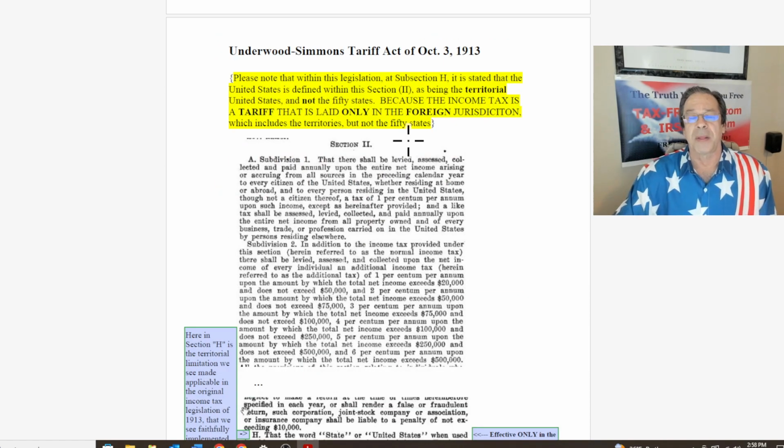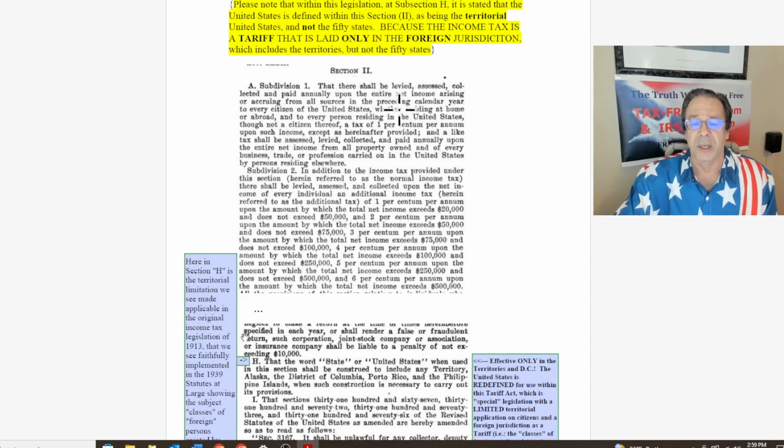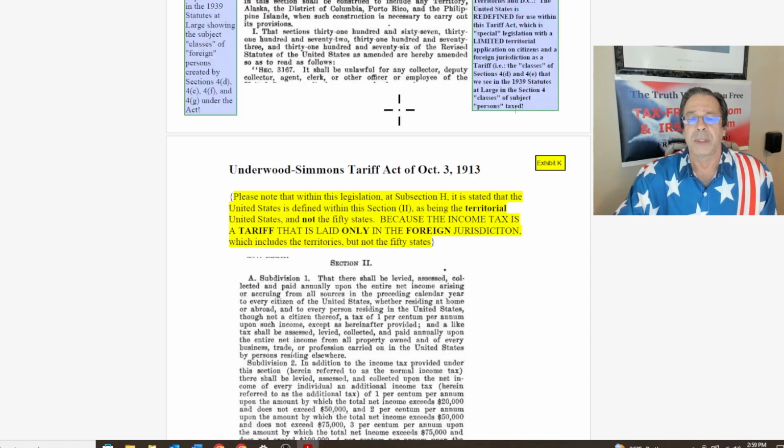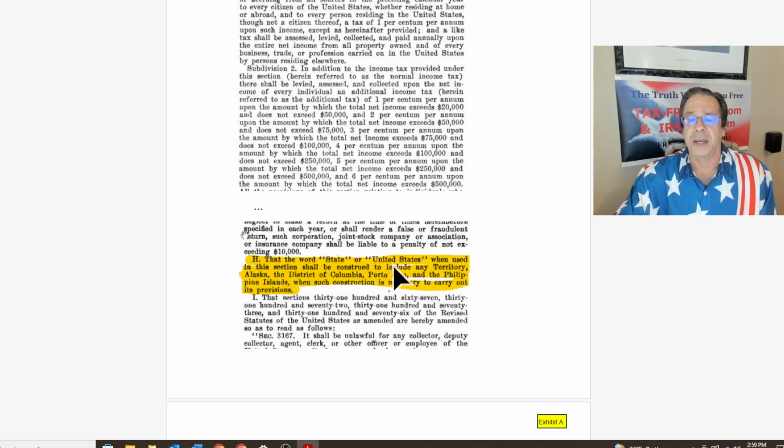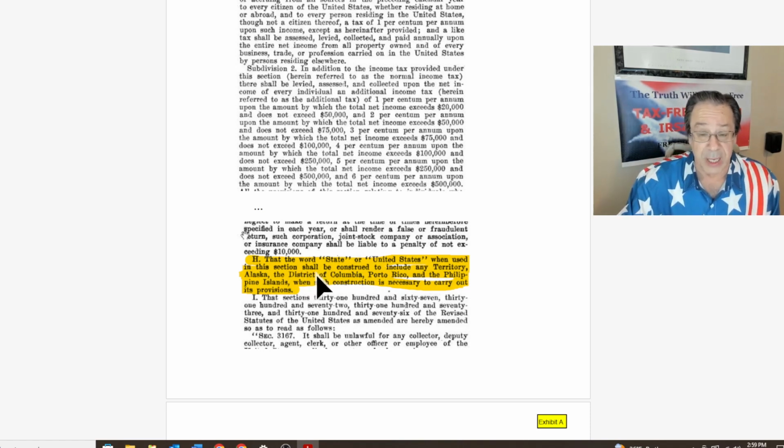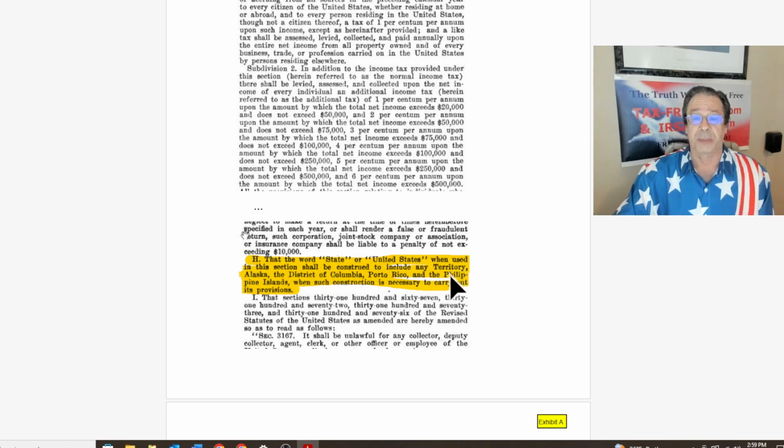And then we looked and saw that the actual piece of legislation Congress wrote was a tariff act. Tariff is an impost. That's indirect taxation. That's not a direct tax. Why did the government think it was direct? And we saw that in the legislation, State and United States are redefined to include only the territories Alaska, District of Columbia, Puerto Rico, and the Philippine Islands, when such construction is necessary to carry out its provisions. In other words, for enforcement purposes, it's limited to a territorial act, because a tariff is an impost which taxes foreign activity and in foreign places, and these are the foreign places it taxes, territories and possession, not in the 50 states.